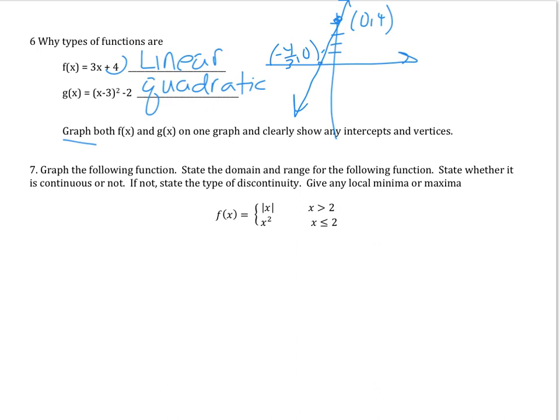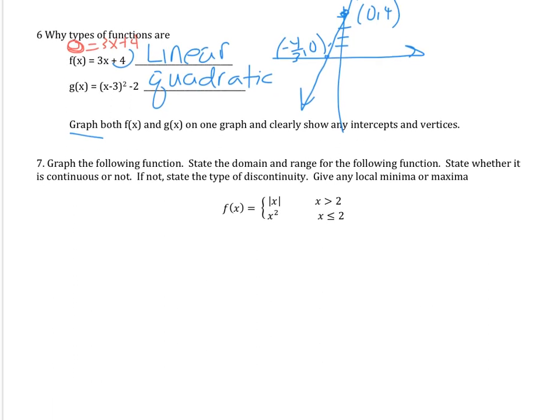If you plugged in when y is 0, so to find your other intercept, when y is 0, you can solve for x, and x would be -4/3. Okay, now graphing the parabola, I'll put the parabola over here. The vertex of this parabola is (3, -2), so we're going to go over 1, 2, 3, -2.